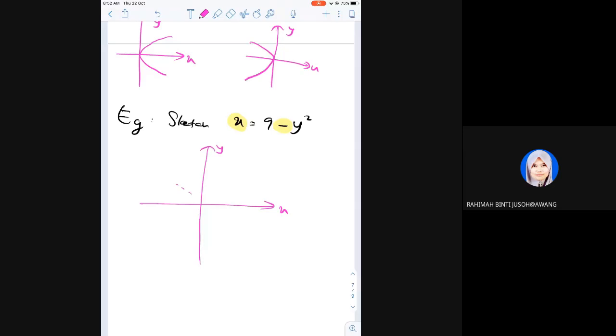Tapi however, we have plus 9 here. Kita ada plus 9. What you should do is, plus 9 tu bermaksud you kena anjak 9 tu positif. You kena anjak ke belakang. Like that.